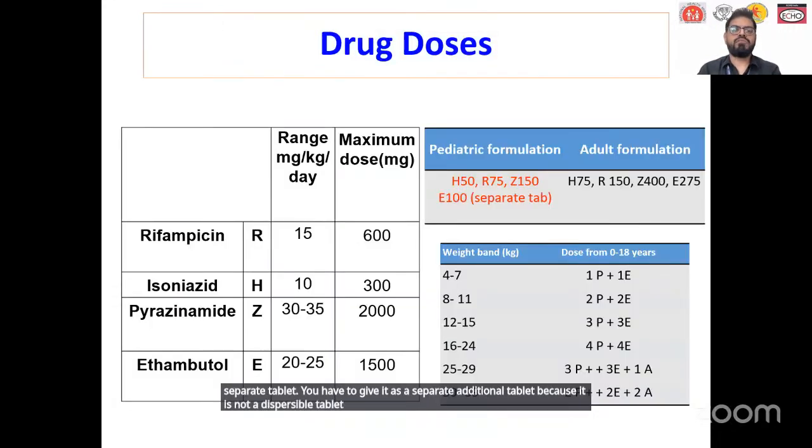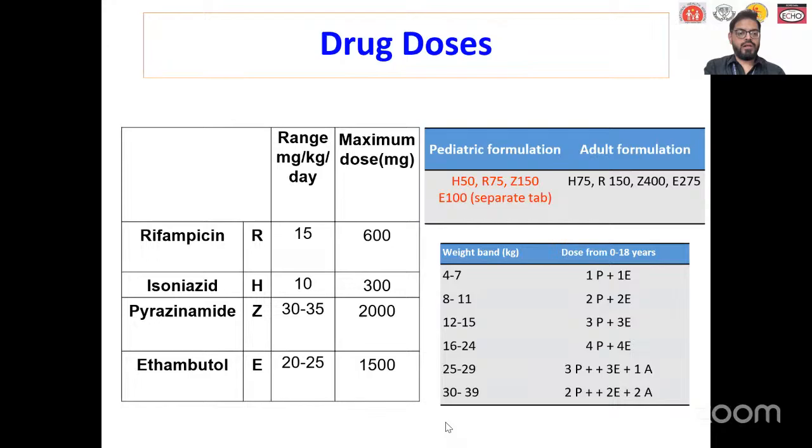In adults, we have the benefit that even the entire adult formulation is a dispersible formulation. So wherever possible, try not to use loose tablets, and it is not advocated under any guidelines. Not only Indian, but even the WHO says we can comfortably use FDCs.